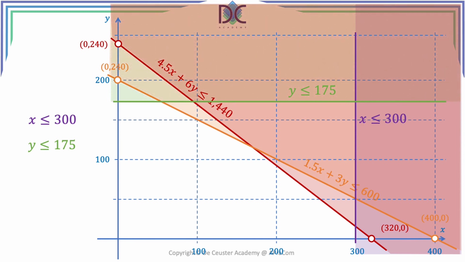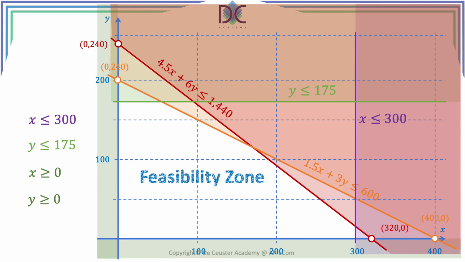And now we see a zone. It's the white zone below, but there's still something missing. At this stage, we still can have negative solutions. So we have to add the non-negativity conditions. X and y have to be larger or equal than 0. And now we see the complete feasibility zone, which is the white zone between all those curves. And of course, any point within this zone, including on the lines, is in fact a possible solution.